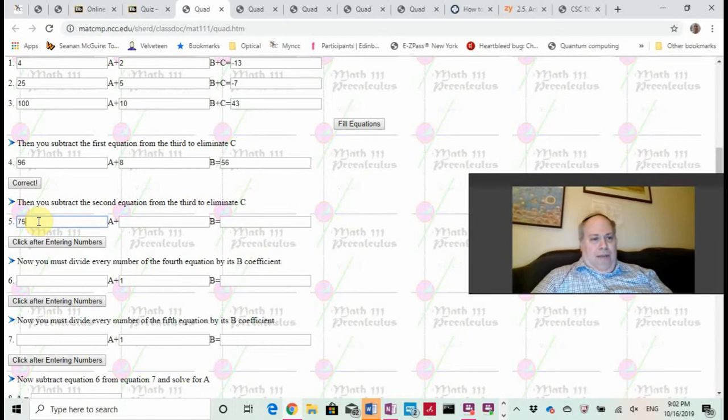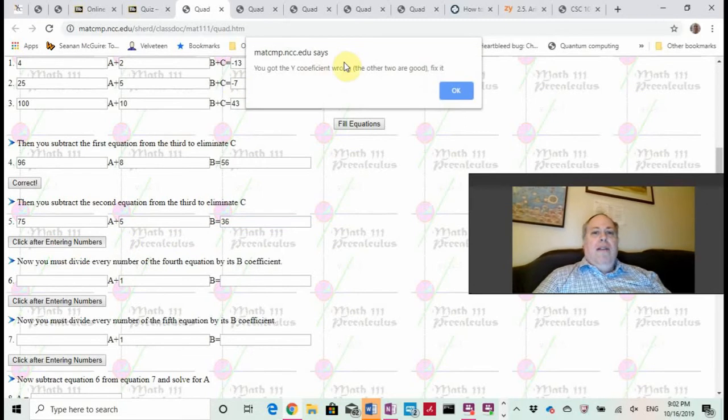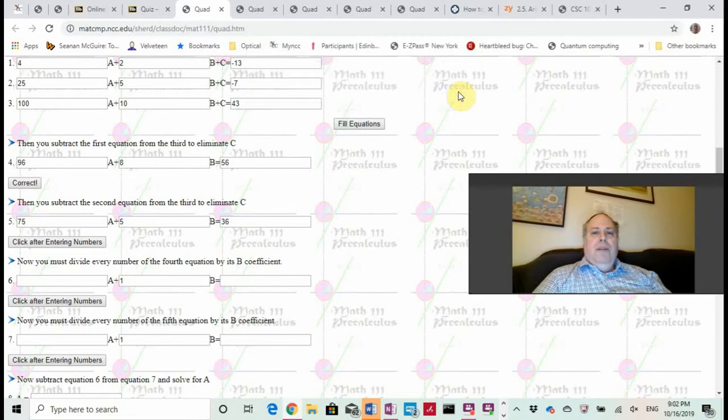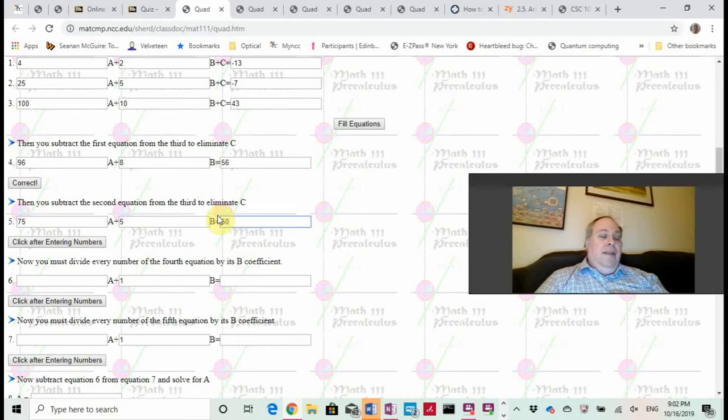So we'll get 75 a's, and 10 minus 5 is 5. And 43 minus 7 is 36. And I click on that, and I got the y coefficient wrong. I gotta fix it. So you see, when I make a mistake, it's 43 minus negative 7. That's 43. Minus a minus is a plus. 43 plus 7 is 50. And now it's correct.